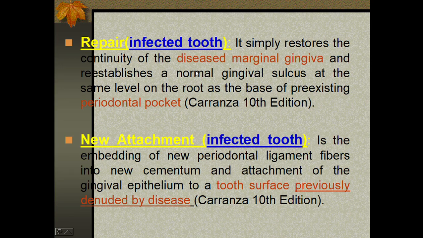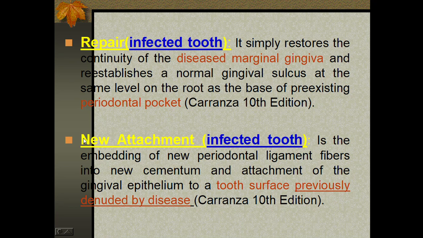Repair. It simply restores the continuity of diseased marginal gingiva and re-establishes a normal gingival sulcus at the same level on the root as the base of the pre-existing periodontal pocket. So repair takes place on an infected tooth, and what we want to restore? We want to restore the continuity of diseased marginal gingiva.